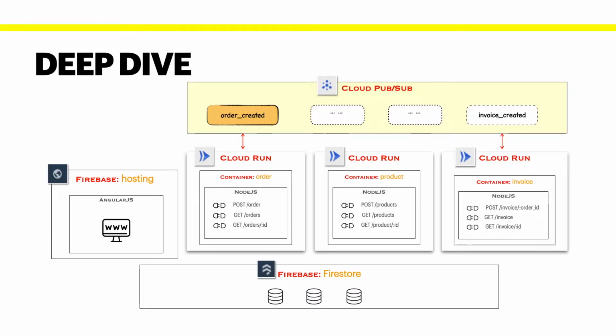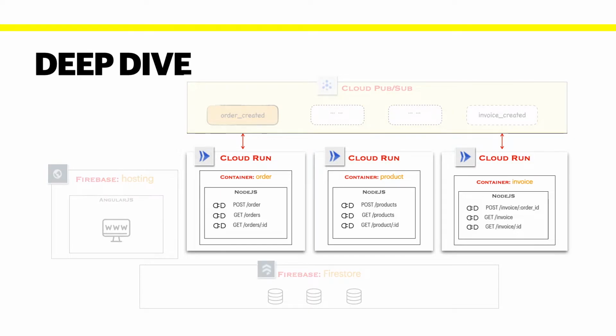Moving on from the Firebase components, where we created our serverless database and then pushed our front-end app to a serverless hosting service, let's take a look at the middleware components. Our middleware consists of three microservices, one for order, product, and invoice. Each of these microservices is containerized and stored as an image in Cloud Container Repository. This image from the container repository is then deployed in Cloud Run.